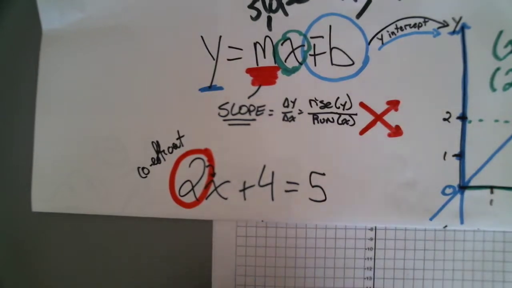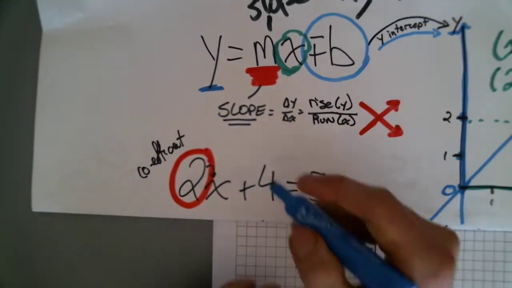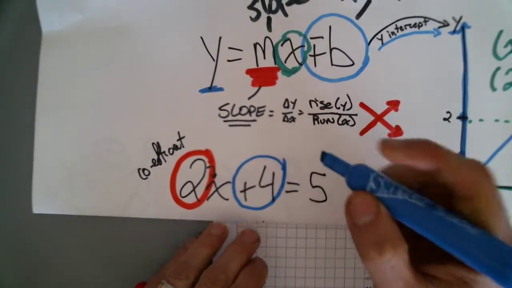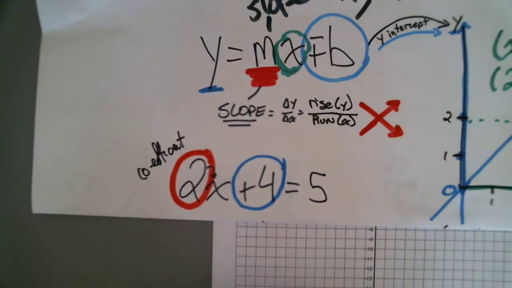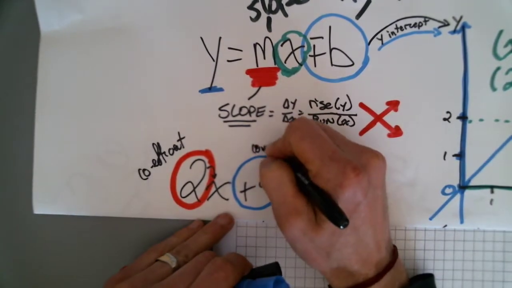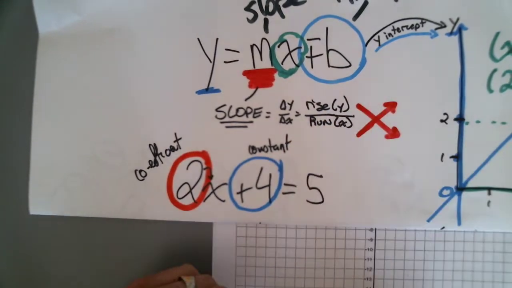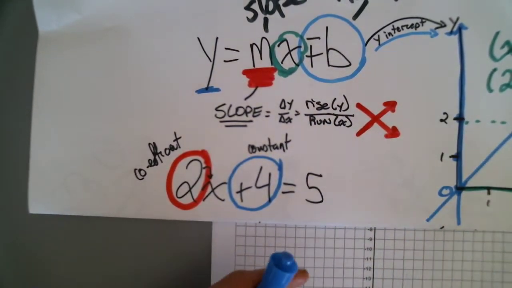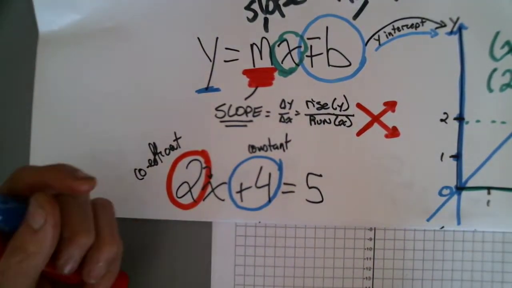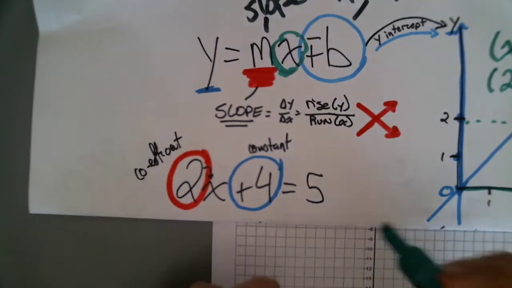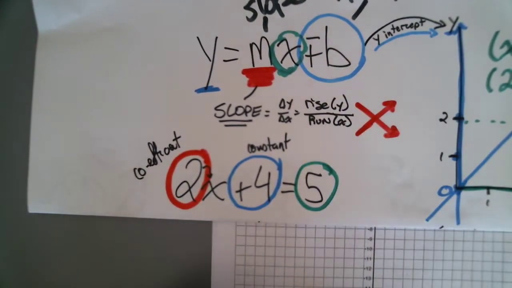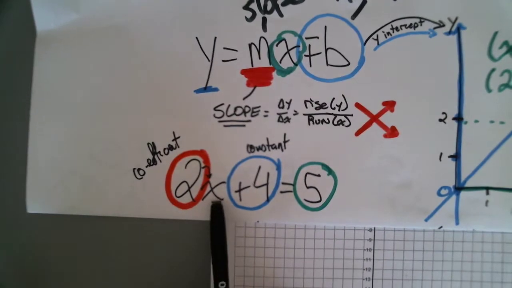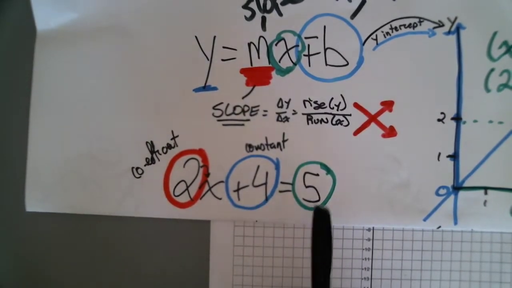Where's my constant? Constant is the number without a variable on the same side as x. This is a constant. And we have another constant over here. This is a special one, though, in this. So let's take a look at this. What do I know? I know that in this equation, I have something attached to x, a plus 4 that equals 5. Where does that look familiar to?